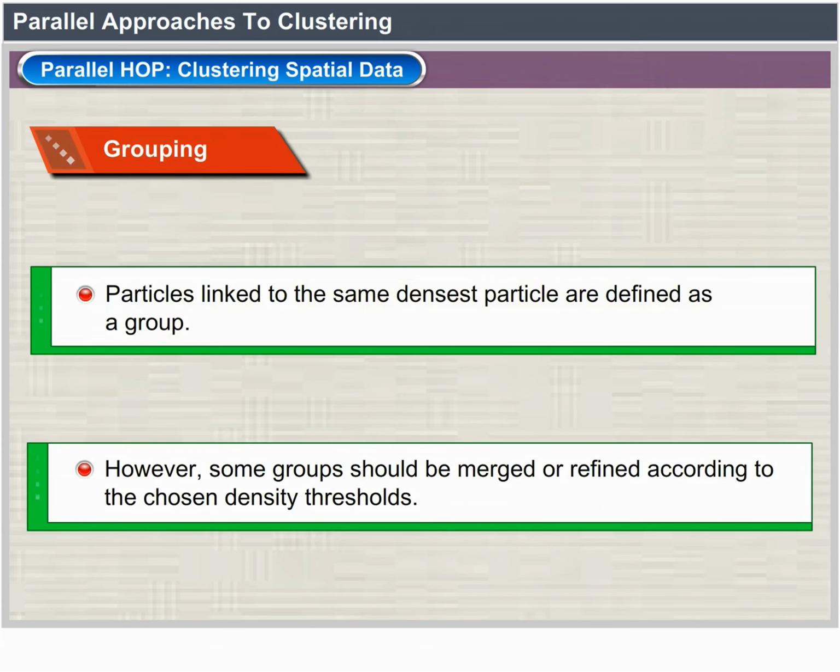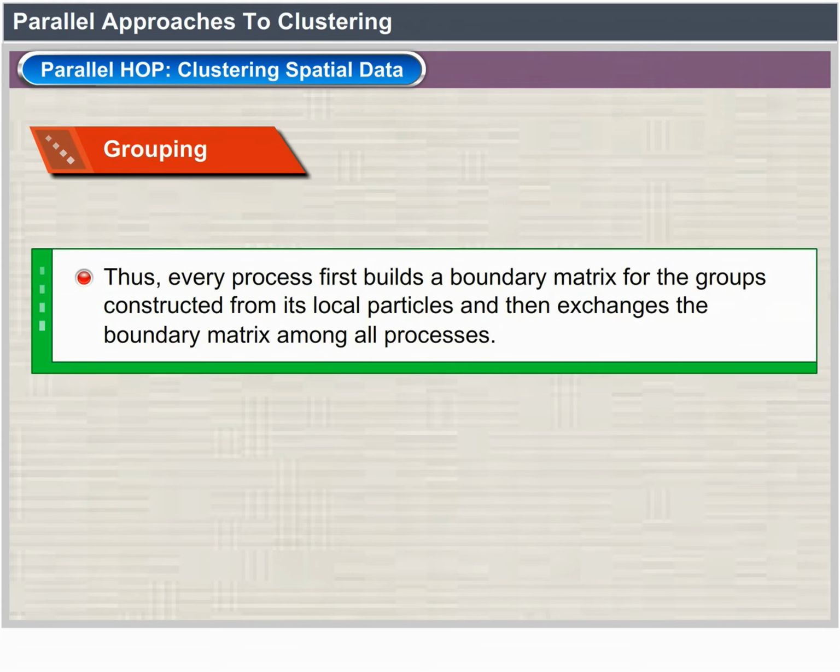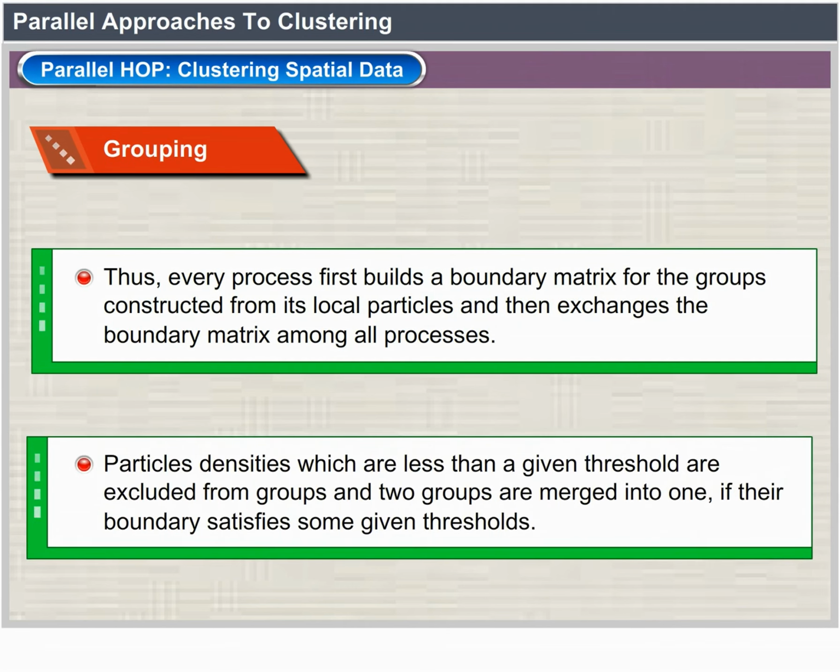Thus, every process first builds a boundary matrix for the groups constructed from its local particles and then exchanges the boundary matrix among all processes. Particles whose densities are less than a given threshold are excluded from groups, and two groups are merged if their boundary satisfies some given threshold.